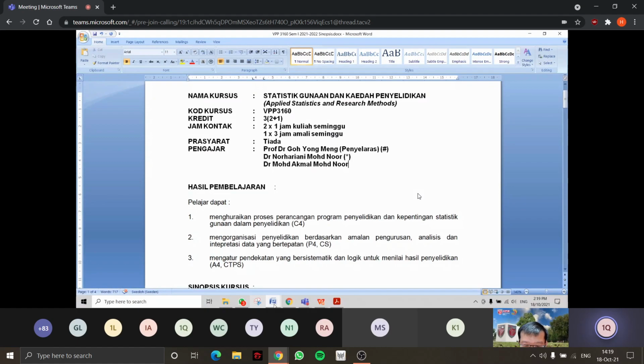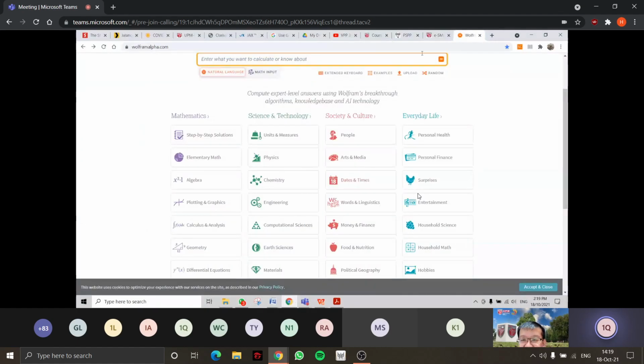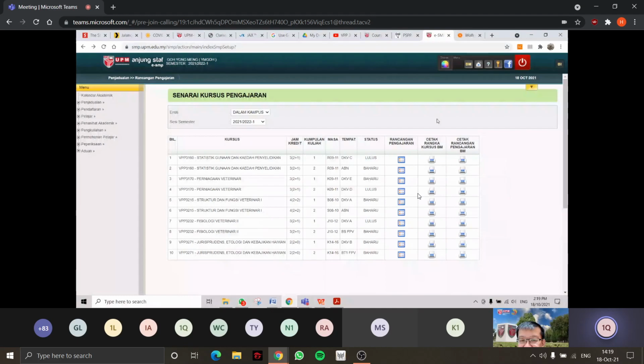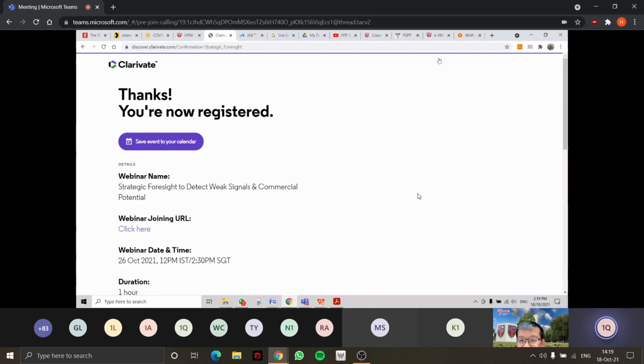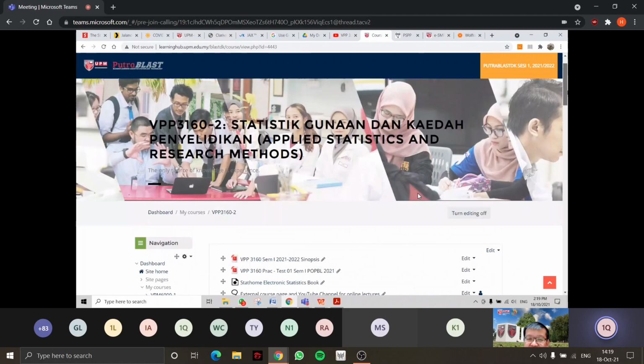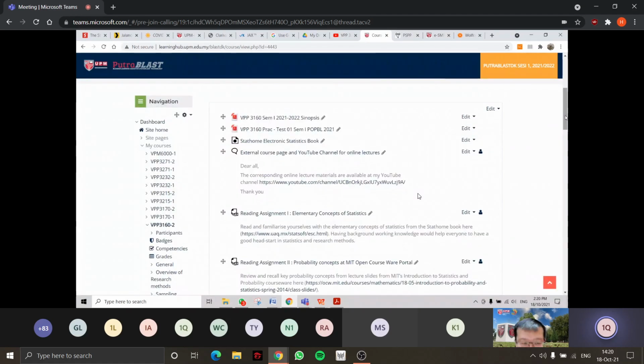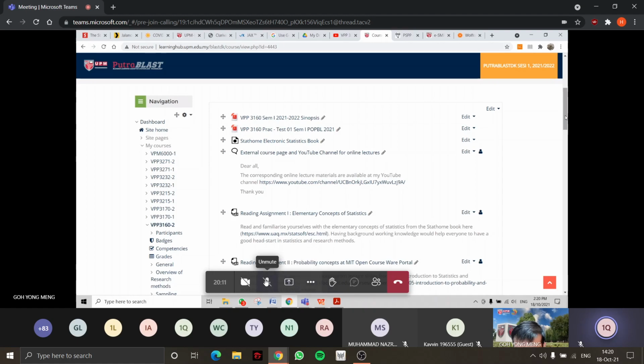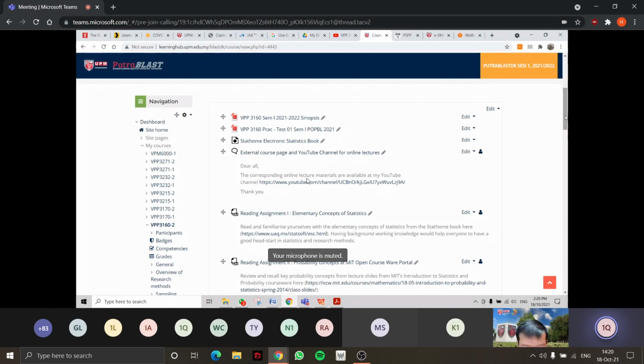First things first, let's go to the Putra Blast. I need to switch screen. Okay, Putra Blast. Group 1 and Group 2, you can see the Putra Blast website. There are several things that I want you to know. Number 1, you can pick up the synopsis here. I'll describe the synopsis later.